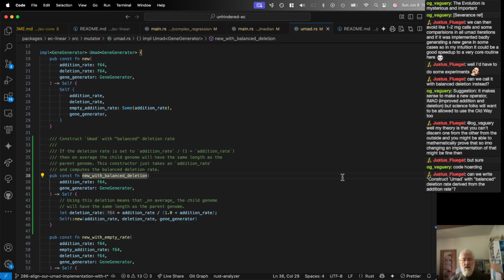So, construct UMAD with balanced deletion rate derived from addition rate. Yes. I think that's a good idea. Well done. Thank you. I think those are good improvements.